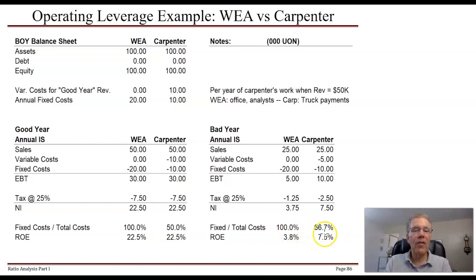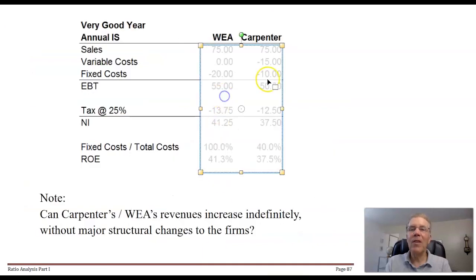Now, her fixed cost to total cost ratio has changed because her variable costs went down in this bad year for her. But look at this, she gets double the ROE that we get. So maybe you're thinking, it's better to have a lot of variable costs. Well, maybe not. Let's look at what happens in a very good year.